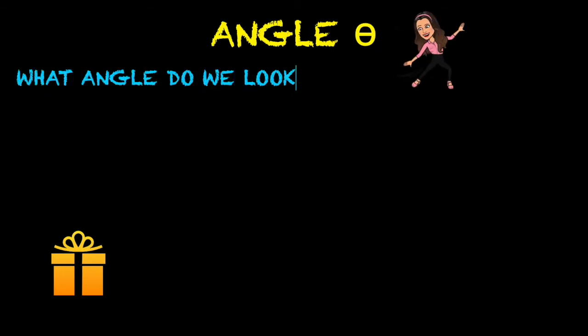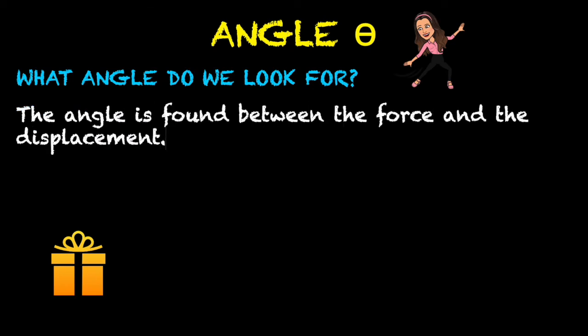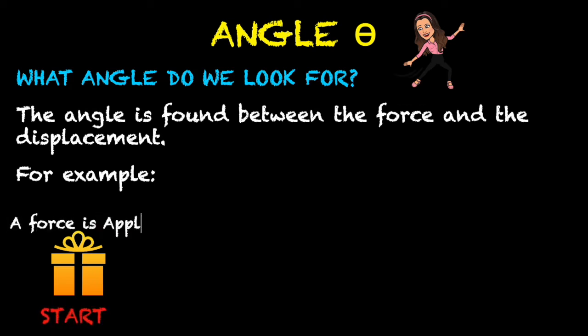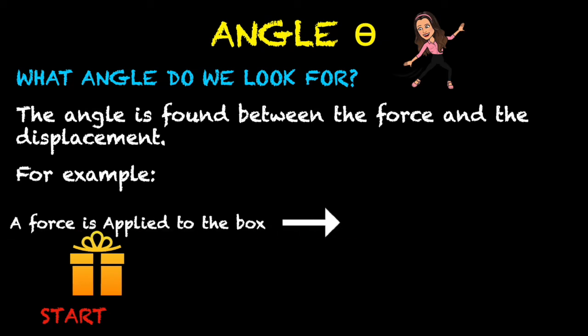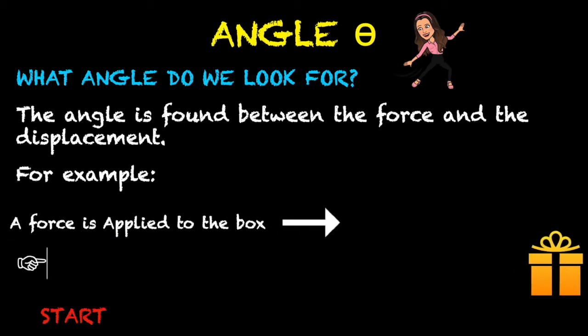And now for the next variable. This is the angle. So what angle do we actually look for? The angle is found between the force and the displacement. The best way we can actually understand this is by using an example. So in this example, we take an object, we place it at the start position. We then exert a force onto this object. And when we exert this force, it's going to cause the object to move. The object will move from the start position to the end position. And as you can see, once again, between the start position and the end position is where we would find our displacement.